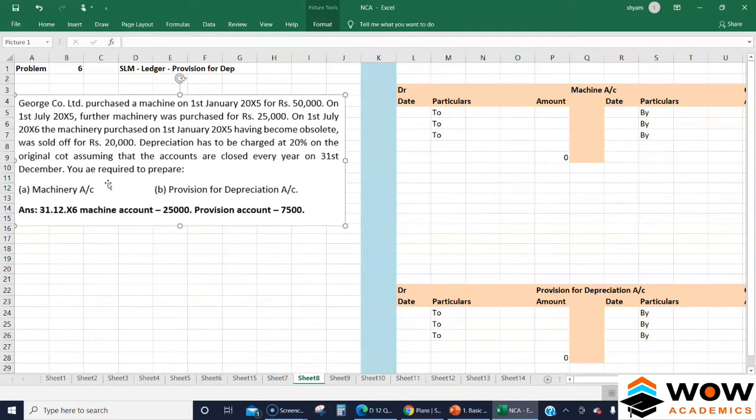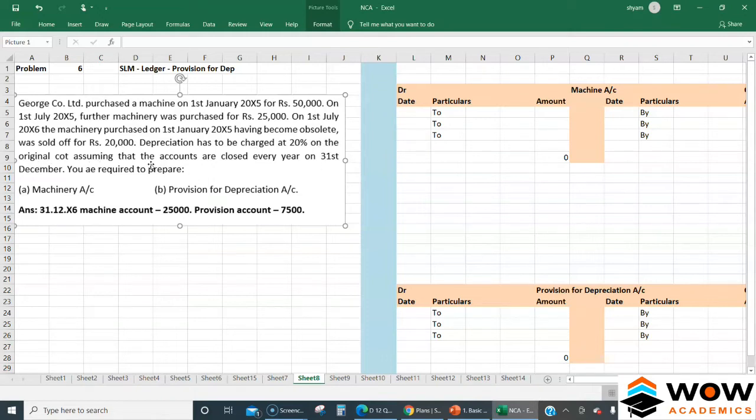In this problem, George Co Limited purchased a machine on 1st January 2005 for 50,000. On 1st July 2005, further machinery was purchased for 25,000. On 1st July 2006, the machinery purchased on 1st January 2005, having become obsolete, was sold off. So they are buying one machinery, buying another machinery, and selling the first machinery. That is the moment of the purchase and sale. Depreciation has to be charged at 20% on the original cost, so it's a straight line method.